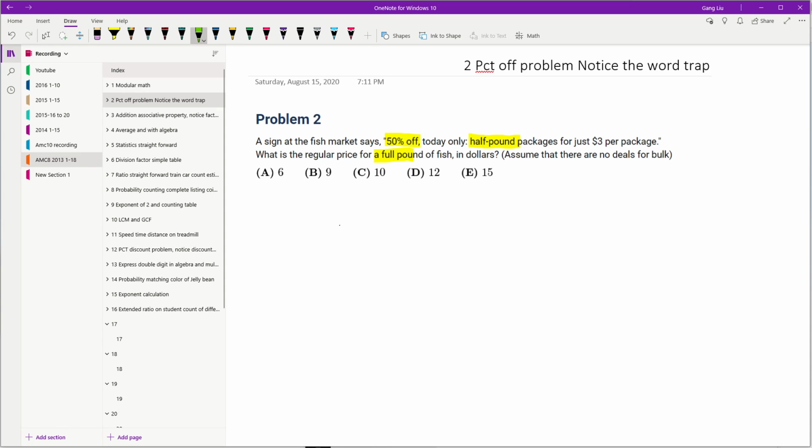This problem is an easy one. Just be careful that the $3 is for only half a pound, and with 50% off, we actually have 1/2 multiplied by 50% times x equals 3, and x will be equal to 12.